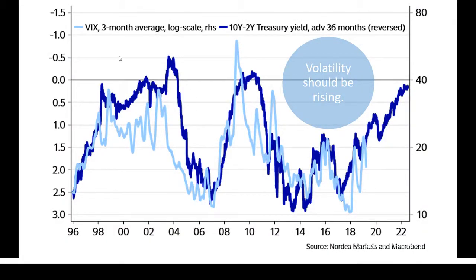Let's continue on. This is a follow-up kind of on the yield curve. So here we see the 10-year, 2-year Treasury yield curve advanced by 36 months and reversed. So that's in dark blue, so it's upside down. And this is VIX, or volatility index, with the 3-month average adjusted for log scale. And what it's saying, you can see as the yield curve normally goes down, volatility rises. So they've inverted it so you can see the relationship. And what that tells us is volatility should be rising. It should be rising quite a bit. We're talking 2008 style volatility, 2000 style volatility, and that should bring stock prices way, way back down to reality.